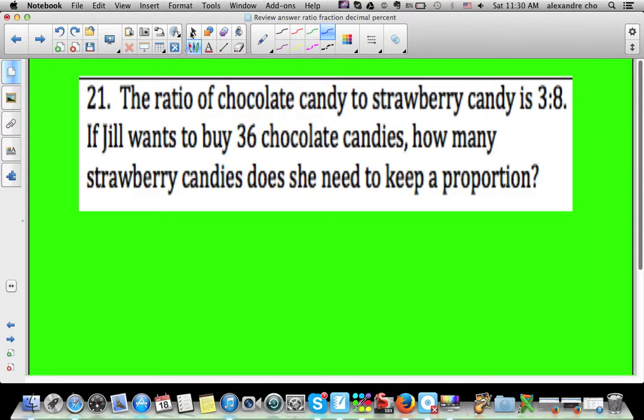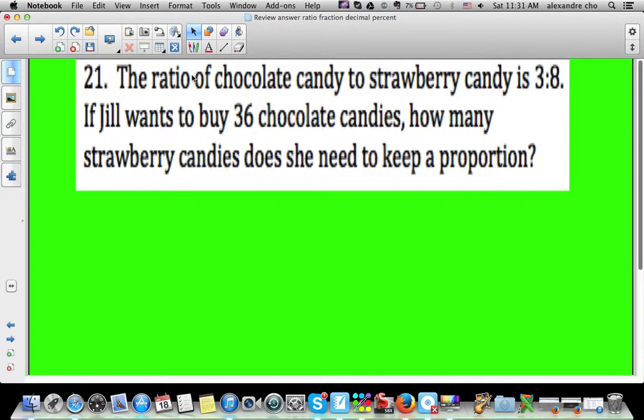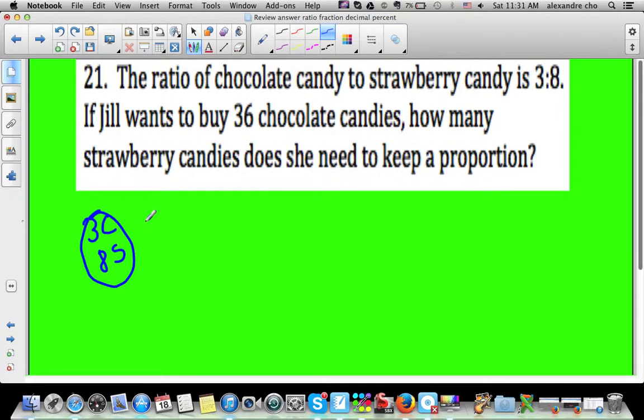Number 21. The ratio of chocolate candy to strawberry candy is 3 to 8. If Jill wants to buy 36 candies, how many strawberry candies does she need to keep a proportion? All right, so here, 3 to 8. 36 chocolate candies. Our ratio is 3 chocolate, 8 strawberry. So what happens when there are 36 chocolate? Let's grow and see what happens.